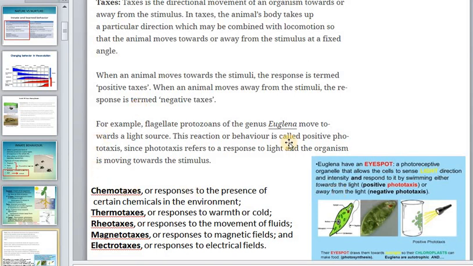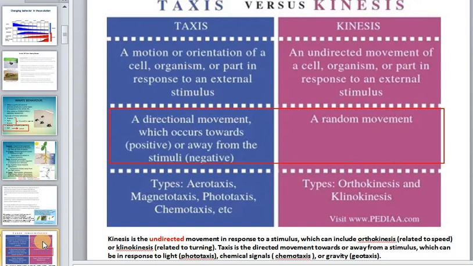For example, you know of the euglena movement and its classic movement in taxis, and the examples of chemotaxis, thermotaxis, even electrical taxis. And here we see this difference between taxis and kinesis. It's just movement, but movement with orientation, not just random movement like in kinesis. Taxis is the directional movement which occurs towards, positive, or away, like a negative.